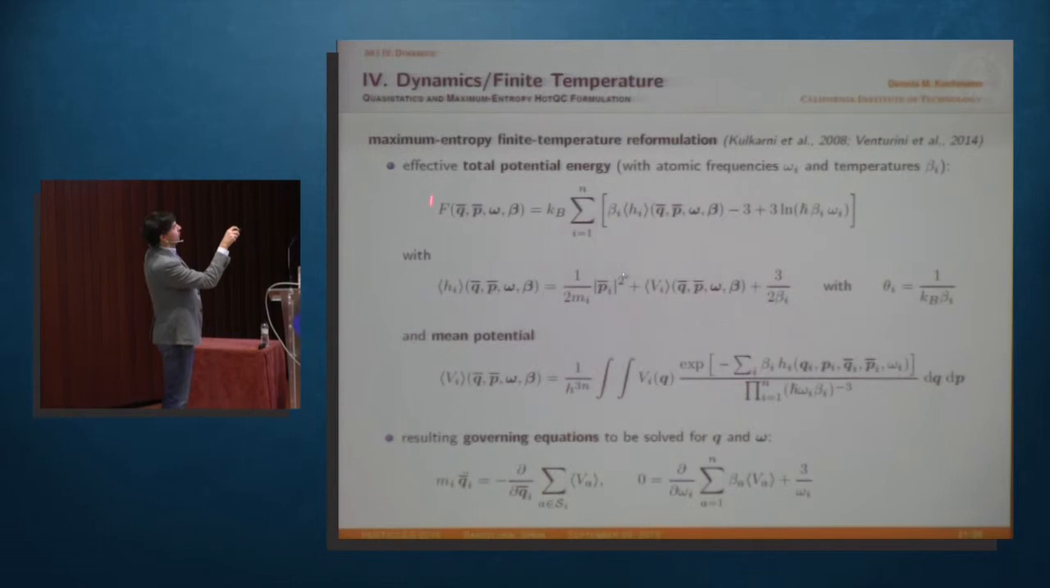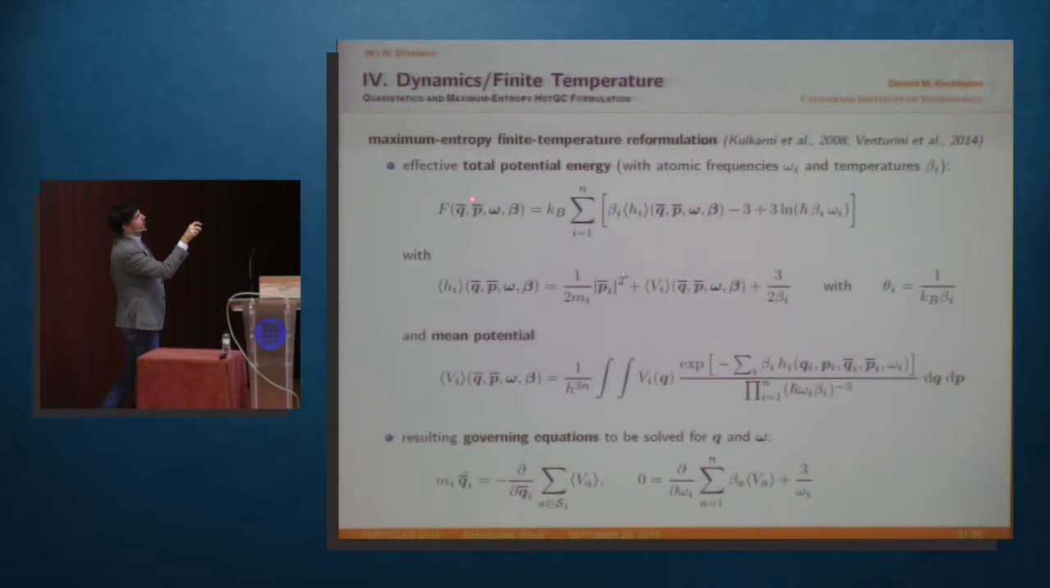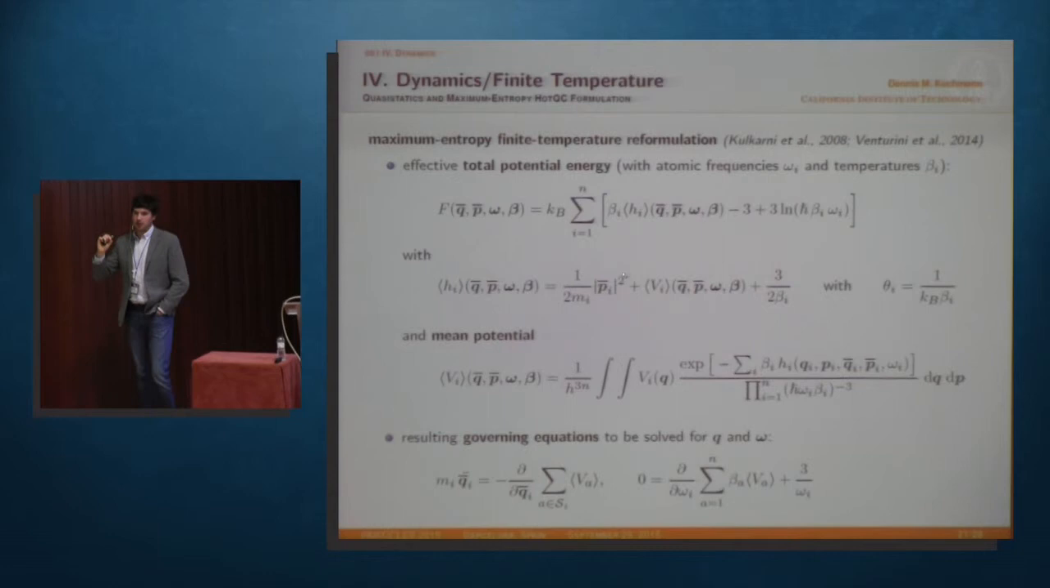So our interatomic potential now depends not only on the mean motion of your atoms, but every atom additionally has a degree of freedom, which is the thermal vibration of the atom. And so our atoms now depend on position, momentum, if you will, and this vibrational frequency, and we can solve for both the mean motion and the vibrational frequency.